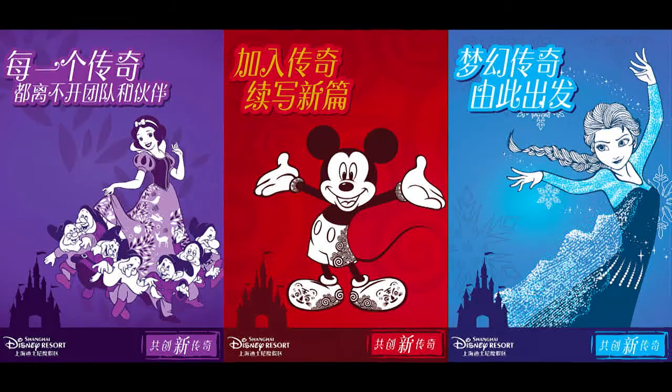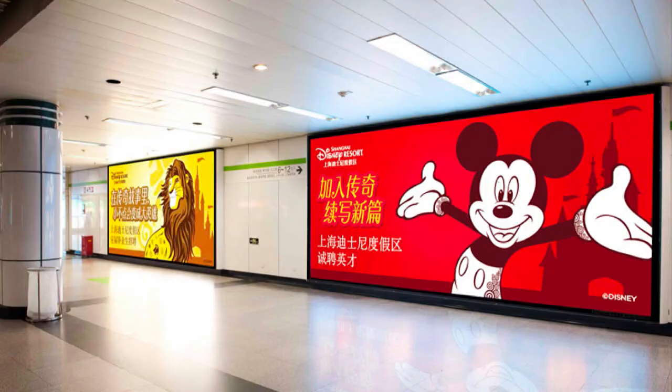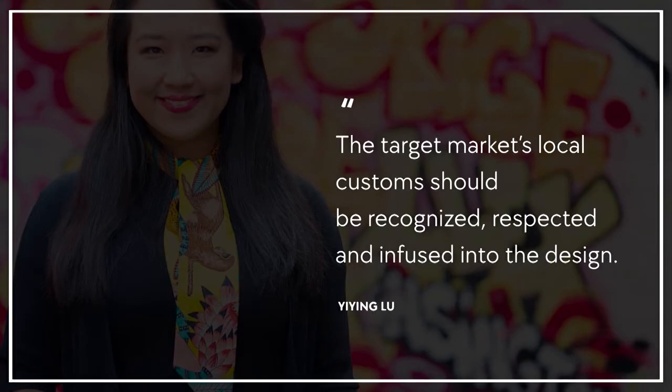Even with Snow White, she added the same kind of intricate details on the dress, and the same thing with Elsa. It's very cool and very distinctly for that particular target audience and that particular culture, which I think was done pretty well and pretty beautifully. She was saying that you have to respect, recognize, and infuse your target market's customs into your designs when you're trying to appeal to a specific local region.